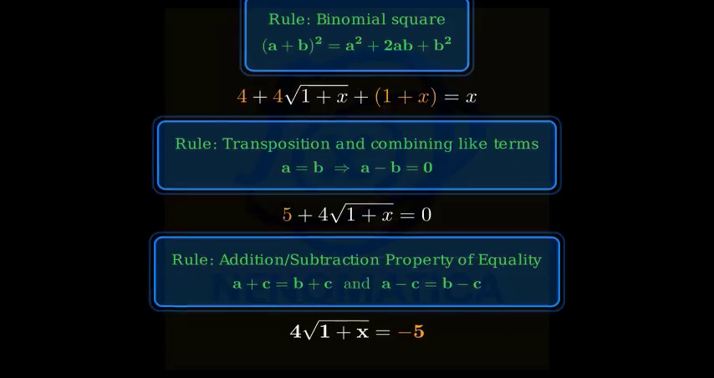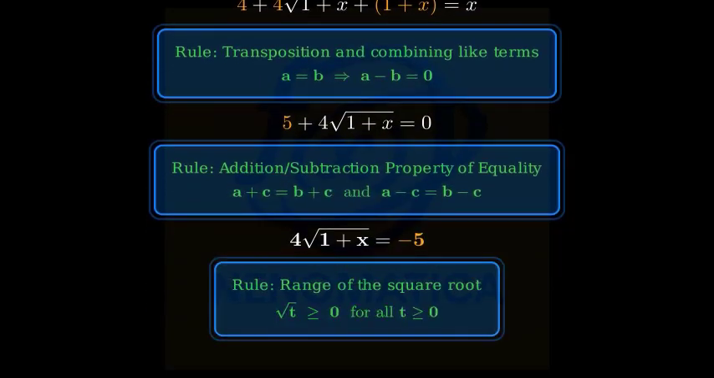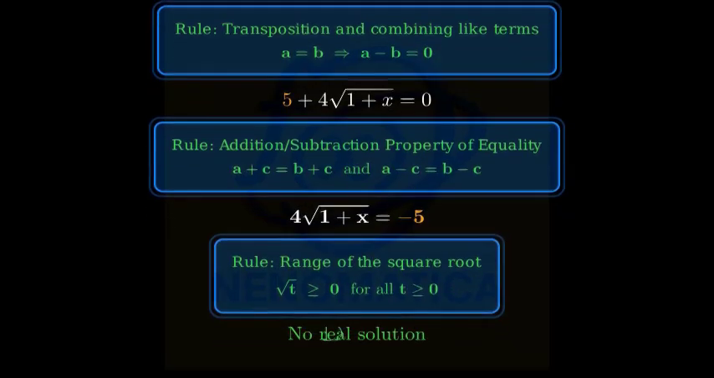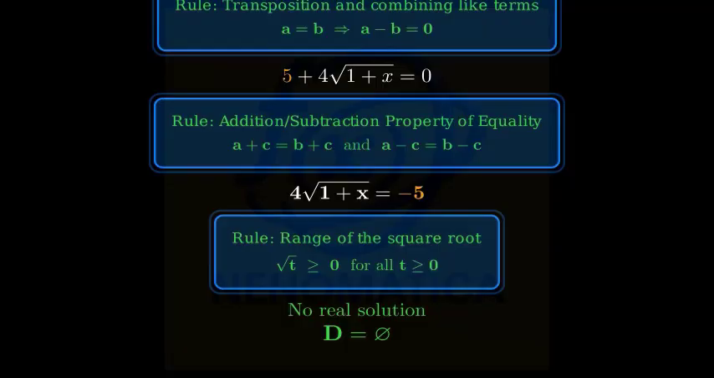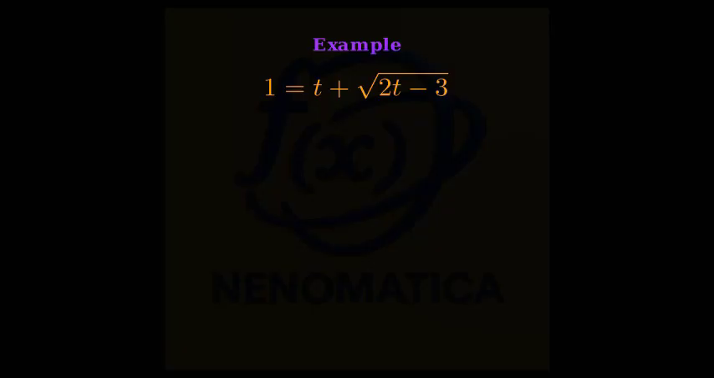Interpret the result. A square root is always non-negative, so the left side is at least 0, but the right side is negative. Therefore, there is no real number x that satisfies the original equation. Example: we will solve the radical equation 1 equals t plus the square root of 2t minus 3, following a strict step-by-step algorithm, and check for extraneous solutions at the end.